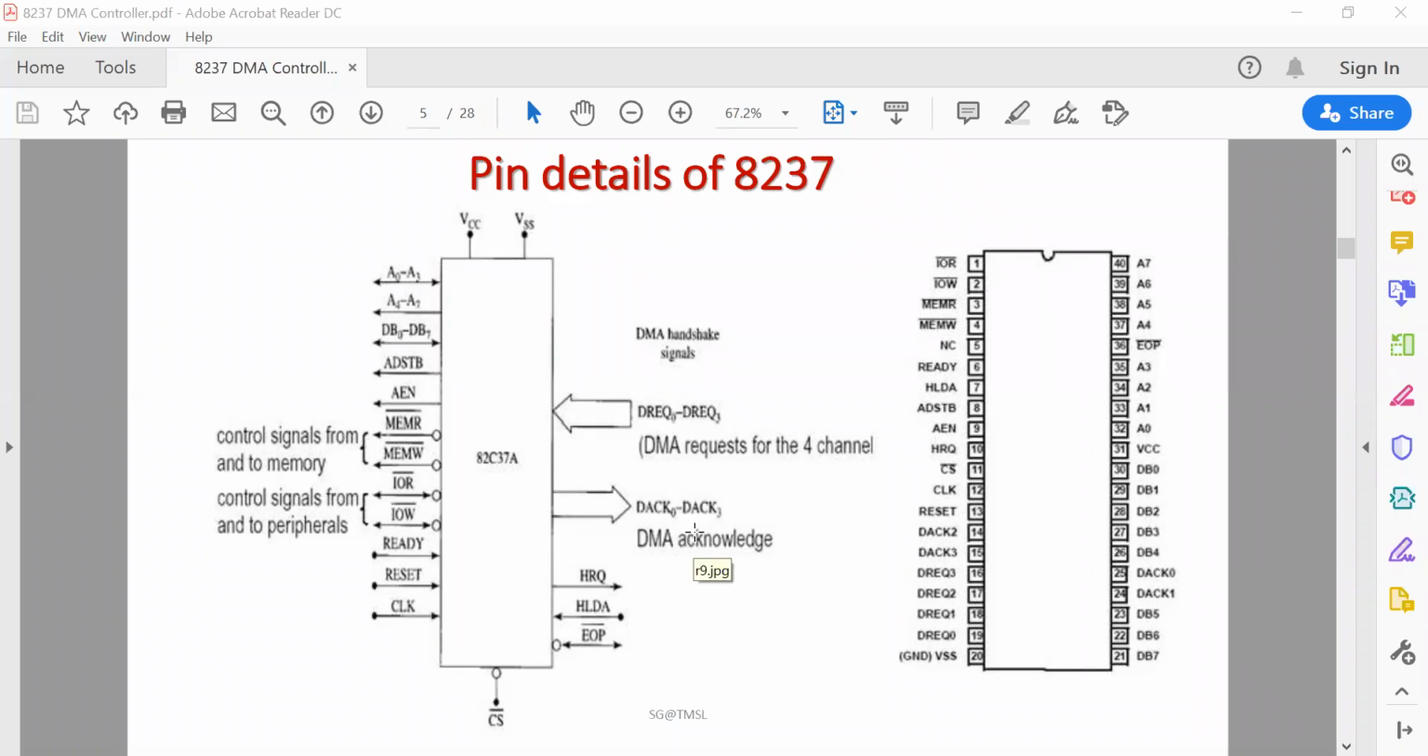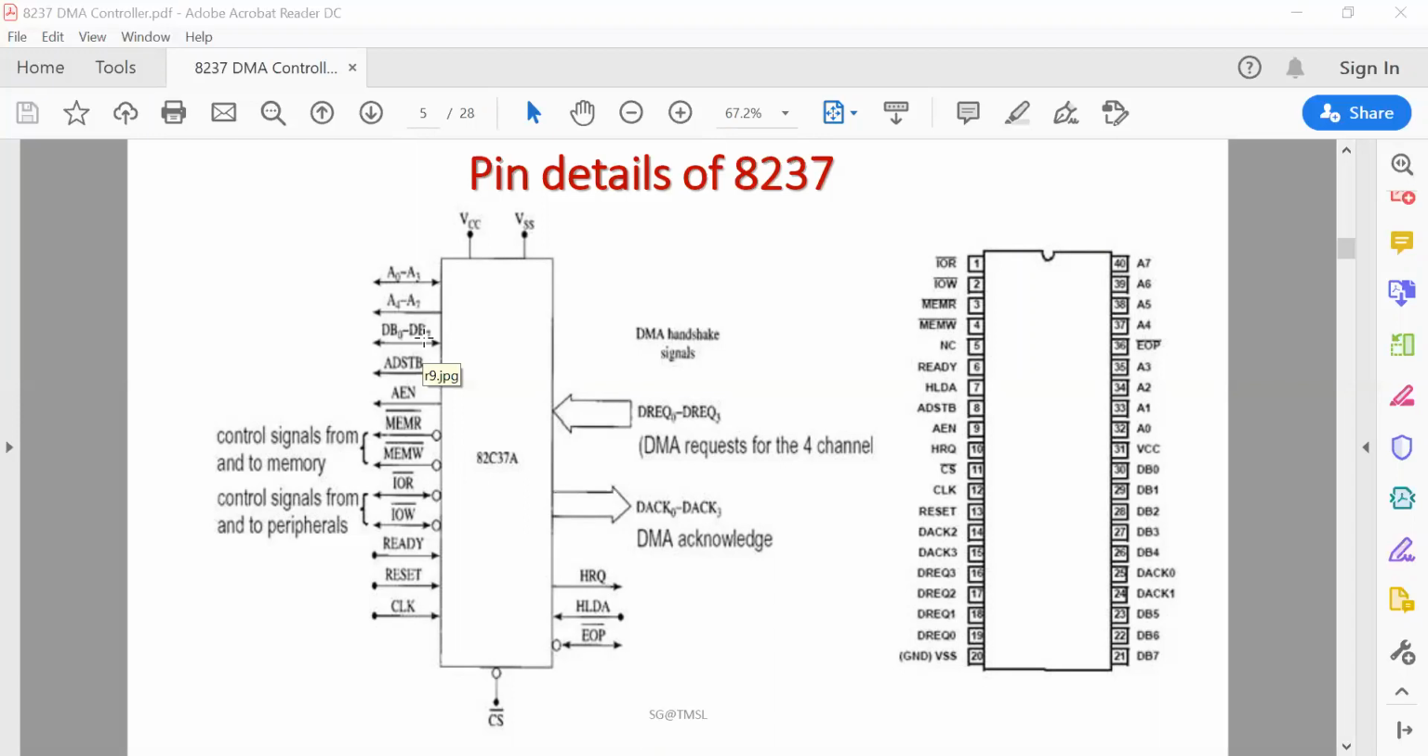Next is DB0 to DB7. These are the bidirectional lines used for data transfer to or from IO or memory devices. During IO read, the contents of the address register, status register, temporary register, or word count registers are sent to the CPU over these lines. And during IO write, the CPU sends the data to any of the registers: the address register, status register, temporary register, or word count registers.